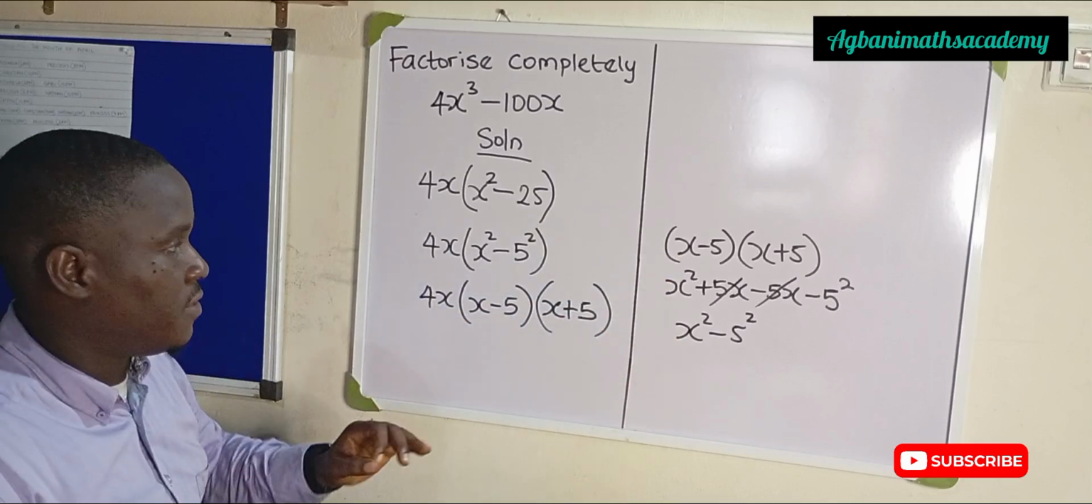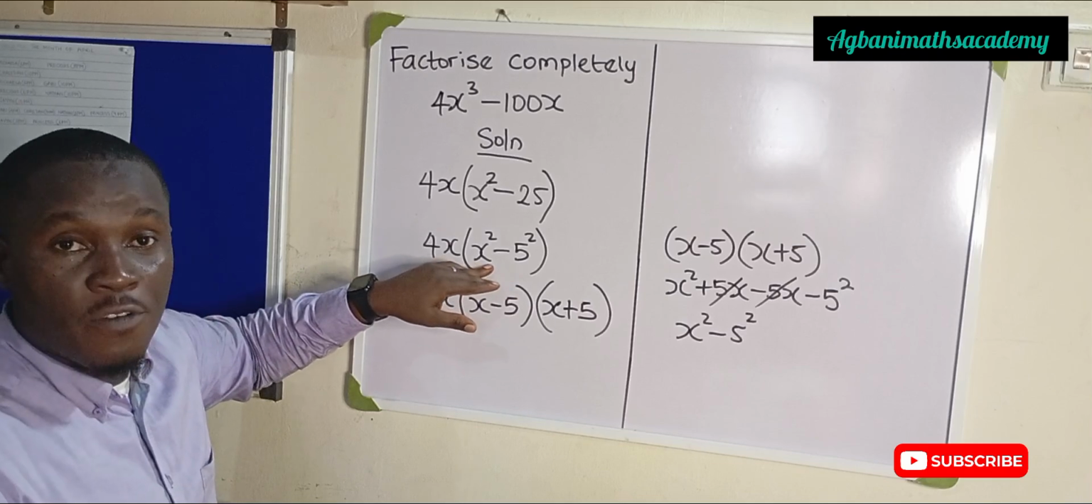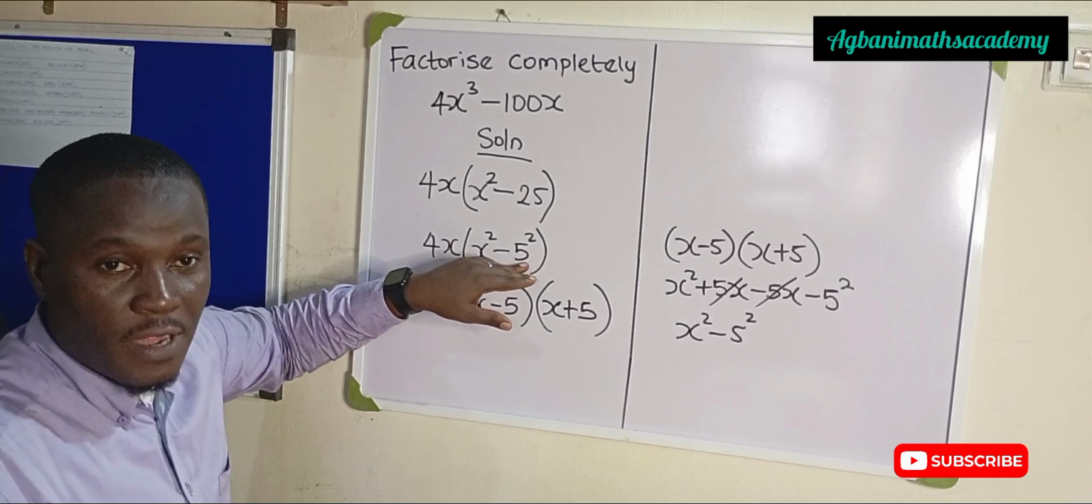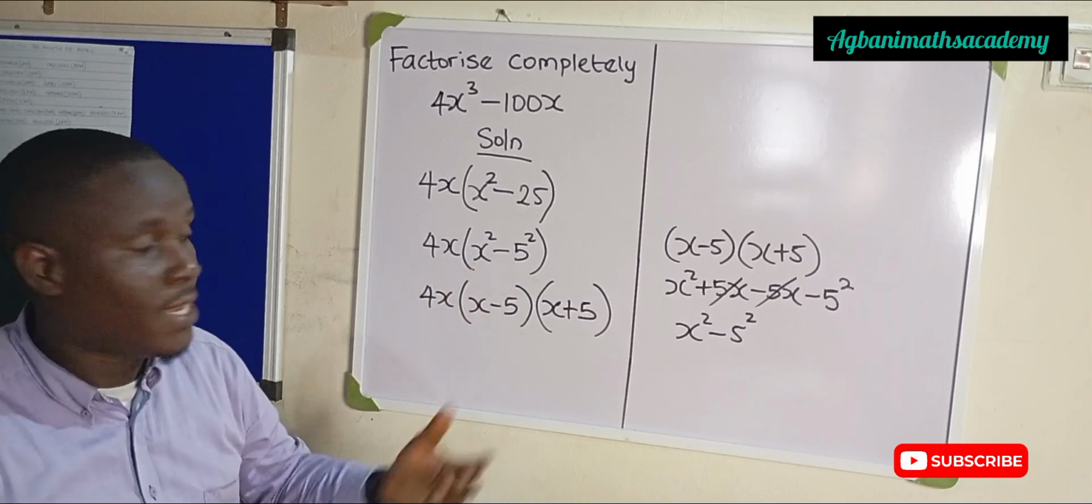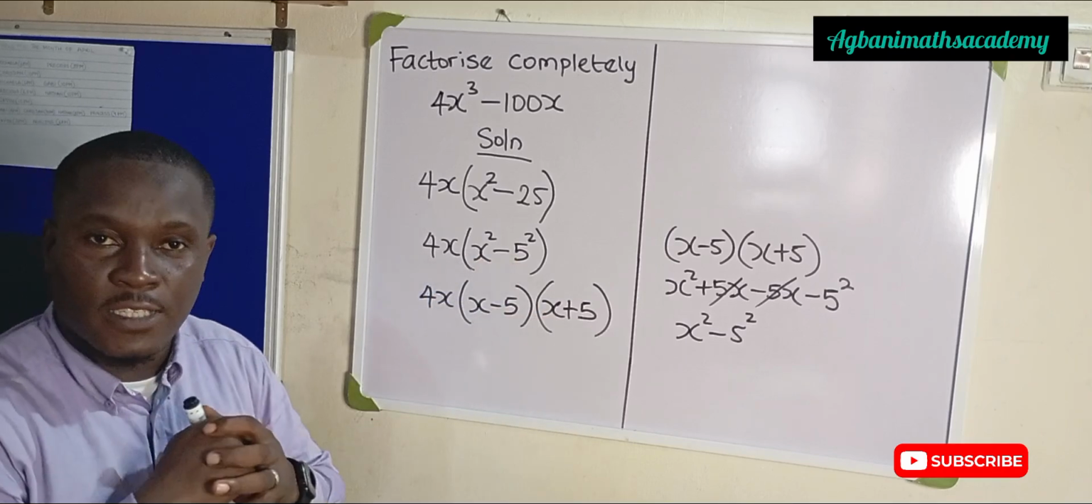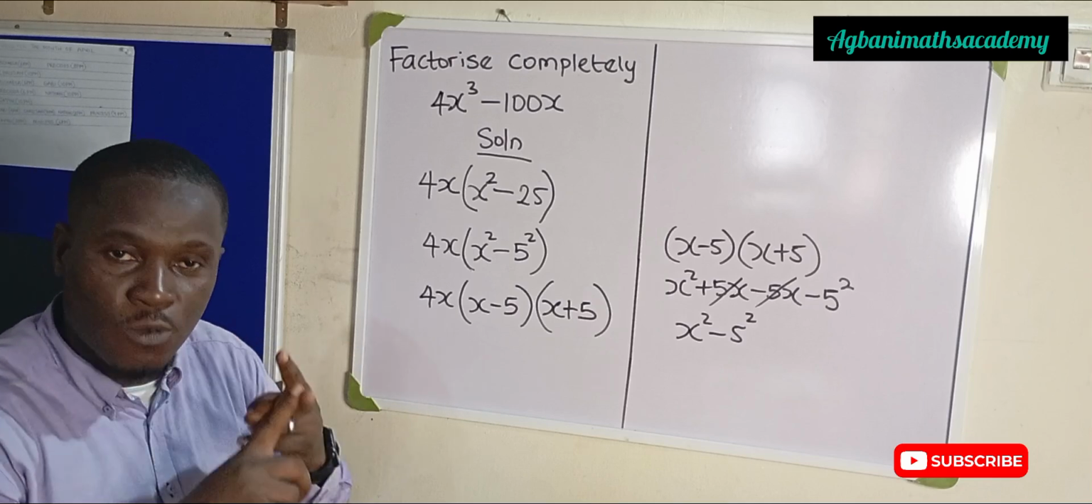So what have we learned in this video? Whenever you have a situation like this, where a square of a value is subtracting the square of another value, if you are told to factorize, you simply subtract the two in one bracket and add the two in the second bracket. Very simple.